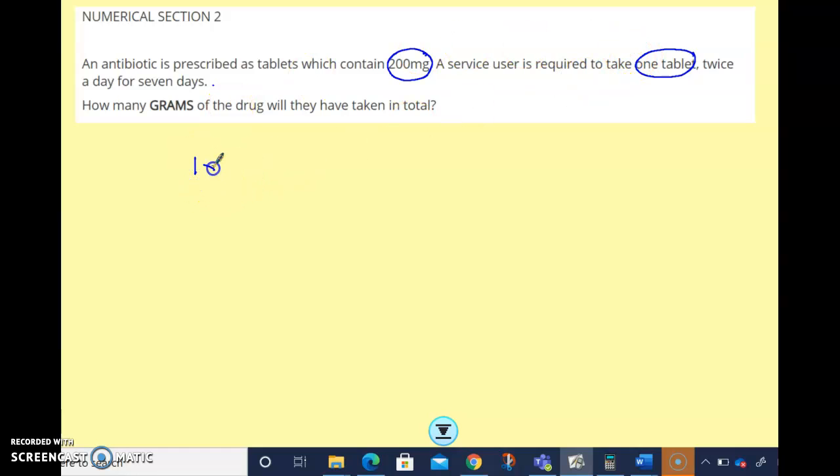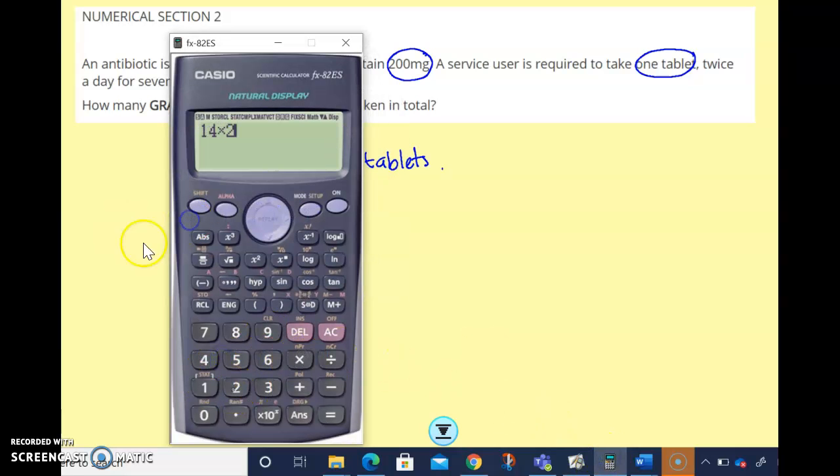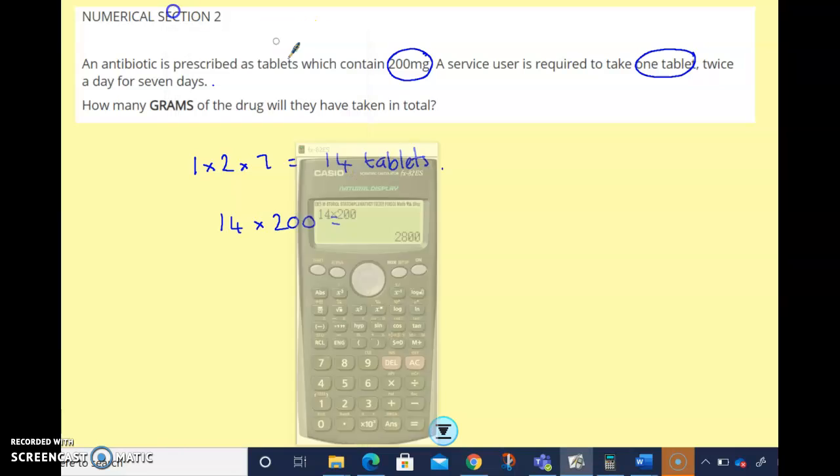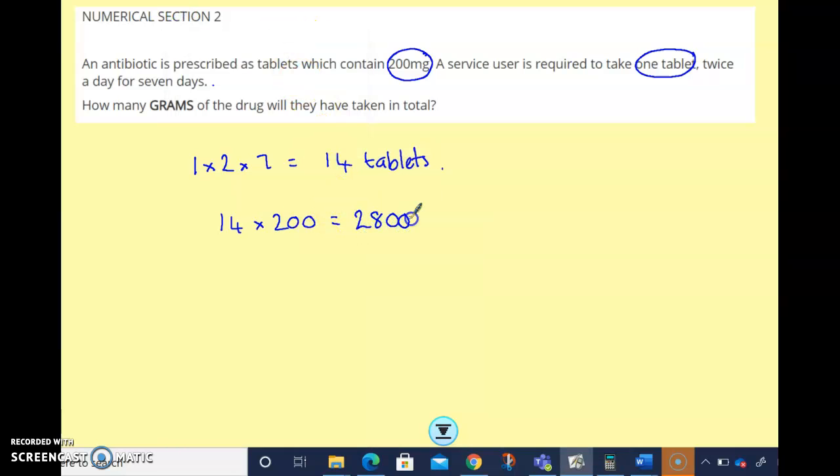Right, so they're taking 1 tablet twice a day for 7 days, which means altogether they're taking 14 tablets. Each tablet contains 200 milligrams. So if we do 14 times 200, we get 2,800. And just watch units here. It's 2,800 milligrams. And we're asked how many grams of the drug have they taken in total. There are 1,000 milligrams in a gram, so we divide by 1,000, it'll be 2.8 grams.